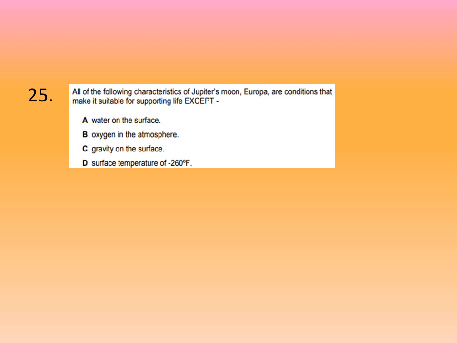Number 25. All of the following characteristics of Jupiter's moon, Europa, are conditions that make it suitable for supporting life except A. Water on the surface. B. Oxygen in the atmosphere. C. Gravity on the surface. D. Surface temperature of negative 260 degrees Fahrenheit.